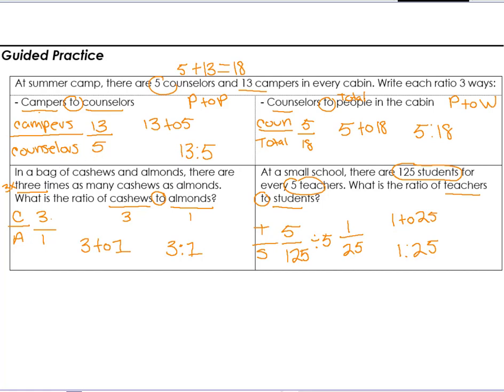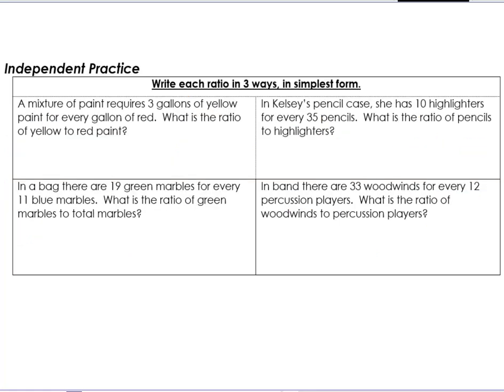Okay, so now we're going to move on. And now it's time for you to practice. Okay, so you're going to have 4 different scenarios, 4 different questions, and you're going to solve these questions. I'm going to read them for you, and then we're going to solve them. So, first question. A mixture of paint requires 3 gallons of yellow paint for every gallon of red. What is the ratio of yellow to red paint?